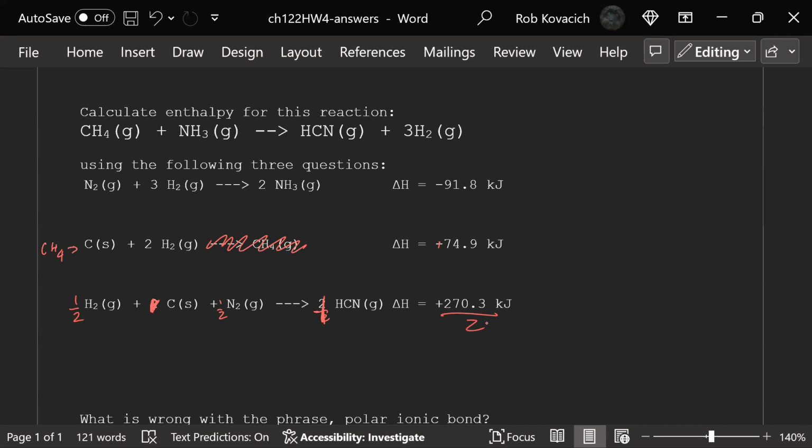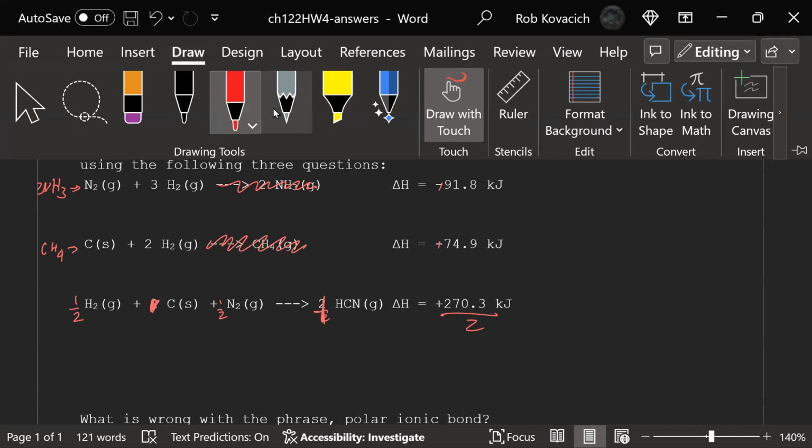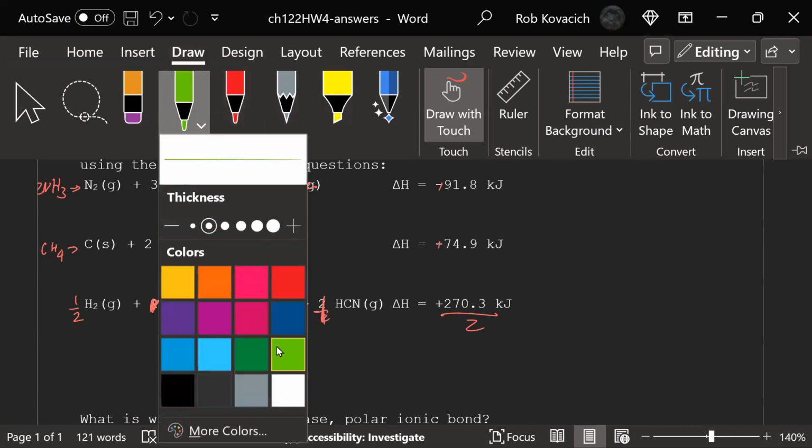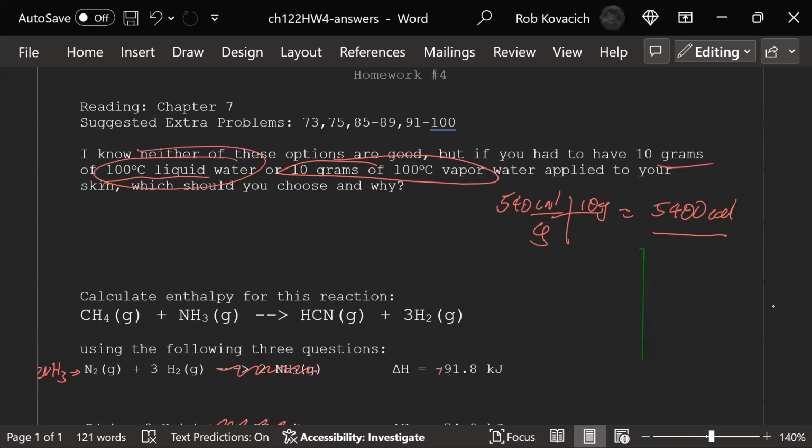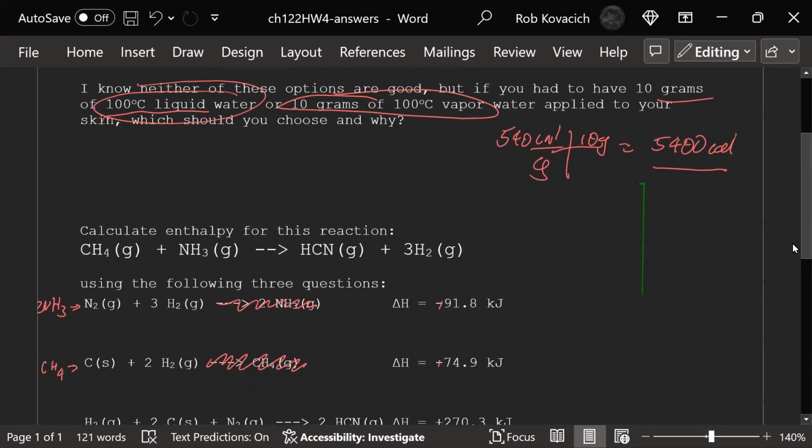And then the ammonia, we got to flip that around. So NH3 goes this direction, 2 of them. And then I'm going to cross this whole thing off. And then I'm going to change the sign on that. And let's see, let me change my color here. Black is not going to work on this background. So this green, that'll work. Alrighty.